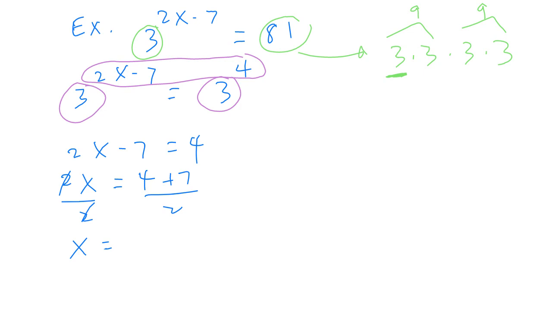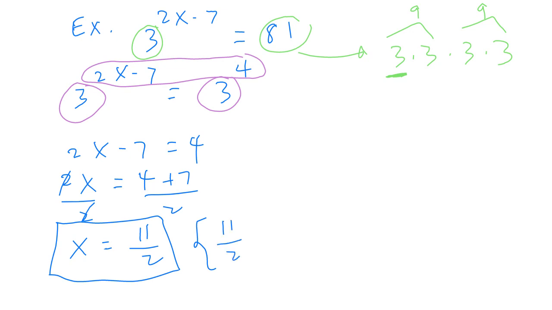4 plus 7 is 11, divided by 2. 11 divided by 2 is not an exact answer, so it's a decimal value. So you can have this as a fraction, or you can just put this in your solution set. Okay, so don't forget to check also by plugging in 11 over 2 to the equation.